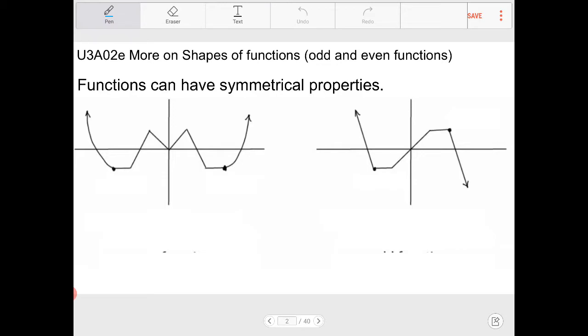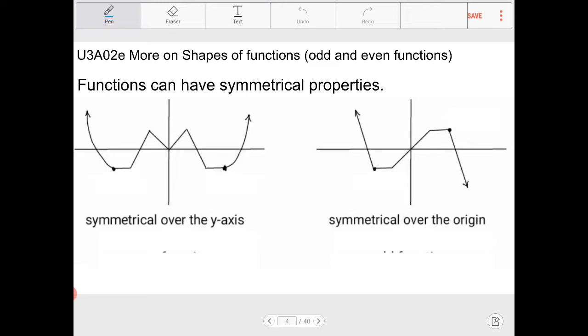So functions can have symmetrical properties. They can have line symmetry as well as point symmetry. So rather than talking about line symmetry anywhere on the coordinate grid, we're going to focus on just one very special line, and that is symmetry over the y-axis. And rather than talking about symmetry over any particular point on the coordinate grid, we're going to focus on one particular point only, one very special point. Guess what that is? That's the origin, right?